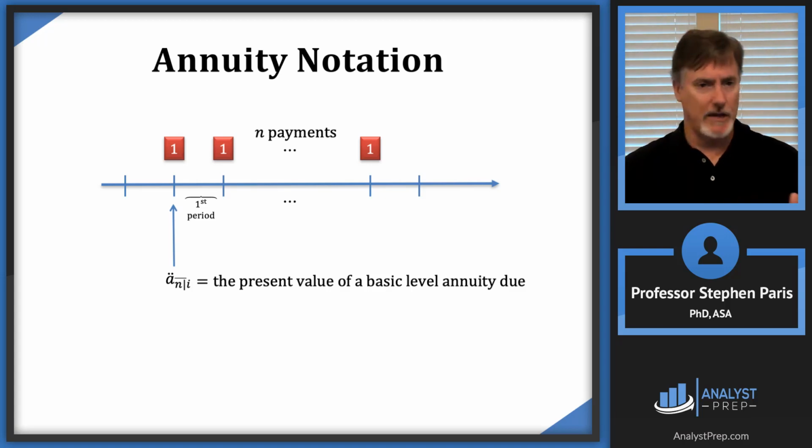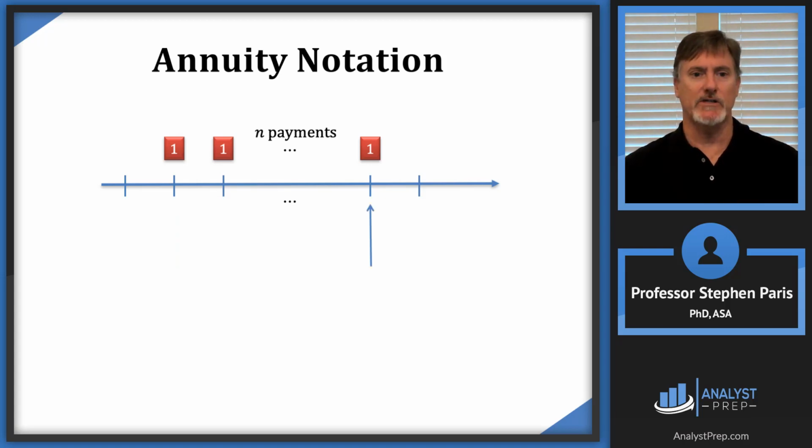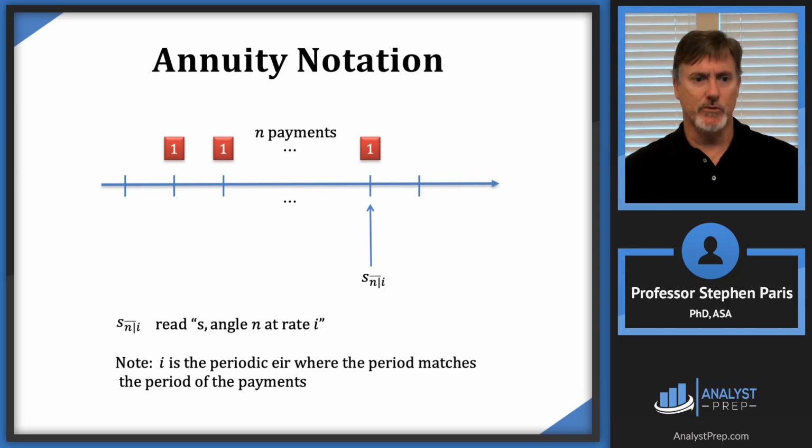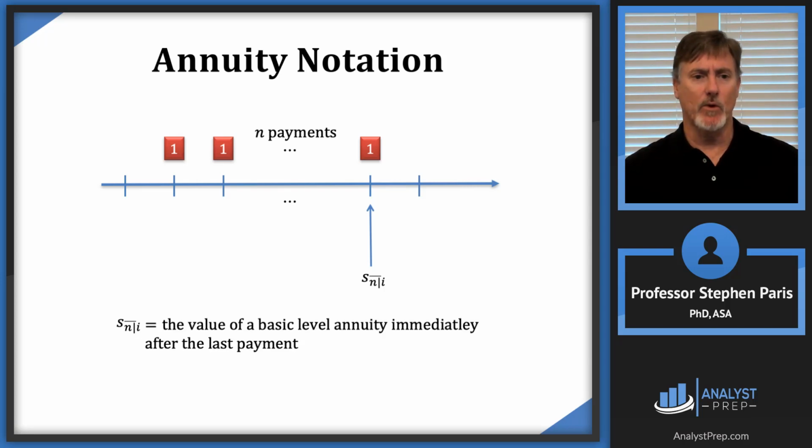All right, same thing. Let's move the valuation date. Let's say the valuation date is here. The symbol that I'll use for the value is this, which is read s angle n at rate i. So s angle n at rate i, once again, i is the periodic effective interest rate. Let me describe that in words. It would be the value of a basic level annuity immediately after the last payment. So now I'm going to think of that as the end date. And if that's the end date, the last period, the nth period, would end on that date.